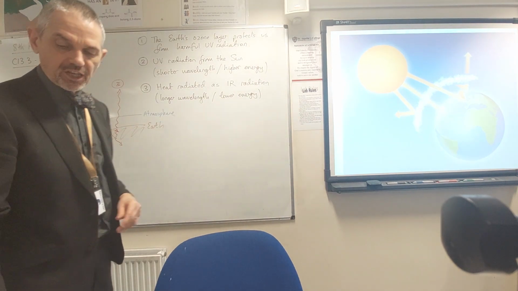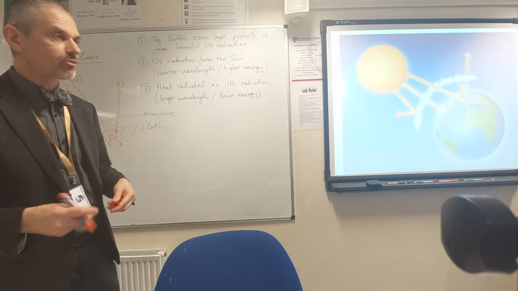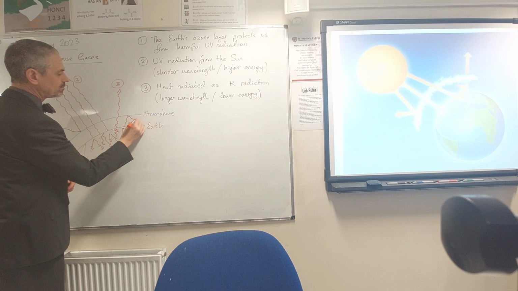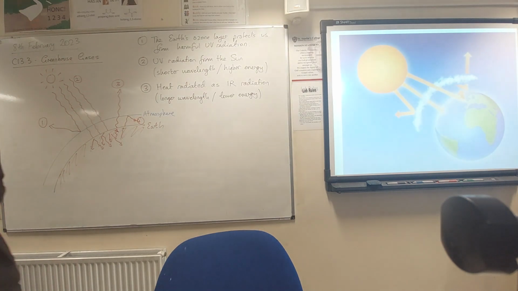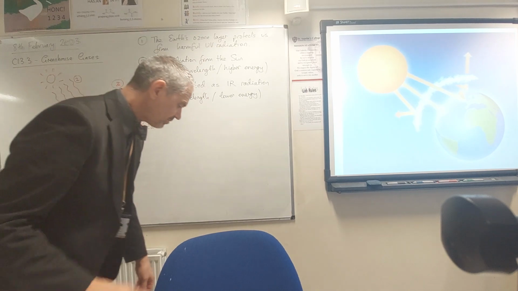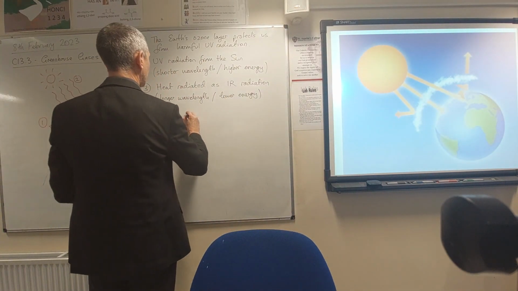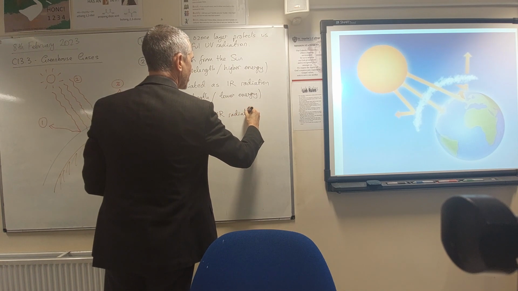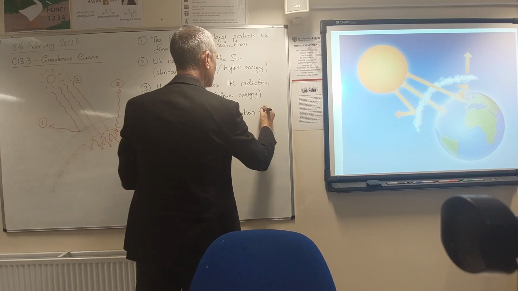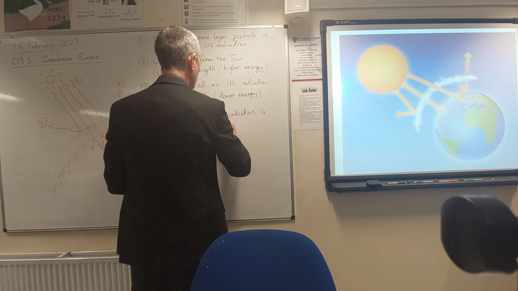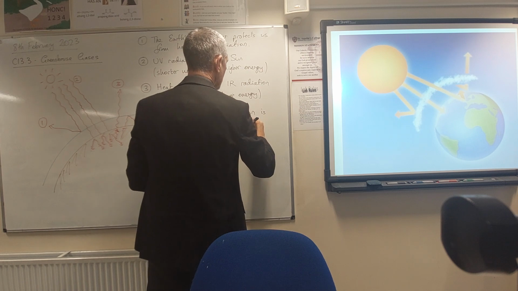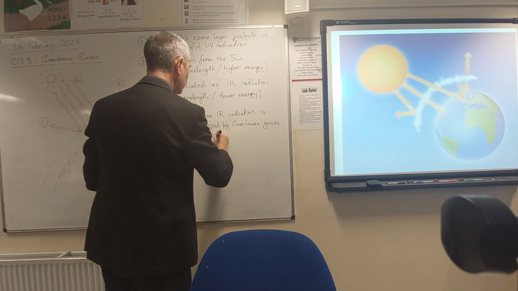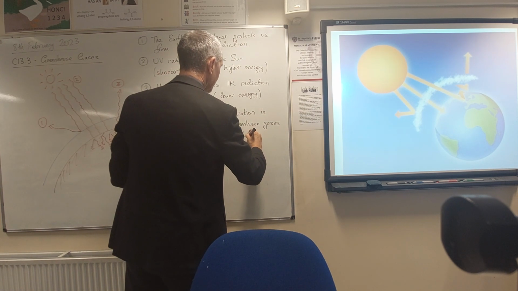So a lot of that heat just goes back out into space. As we all know, it gets colder at night, but some of that heat is trapped by the Earth's atmosphere. So some of the infrared radiation being radiated back out into space is trapped by the so-called greenhouse gases in the atmosphere, for example, carbon dioxide and methane.